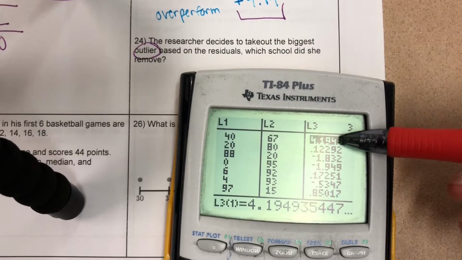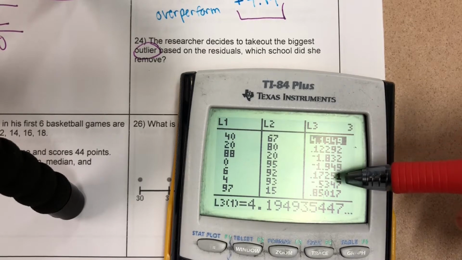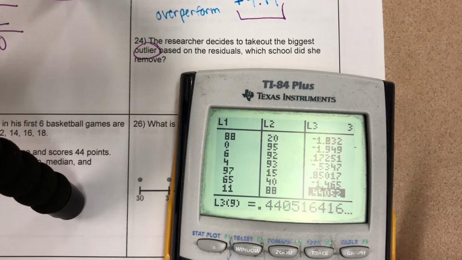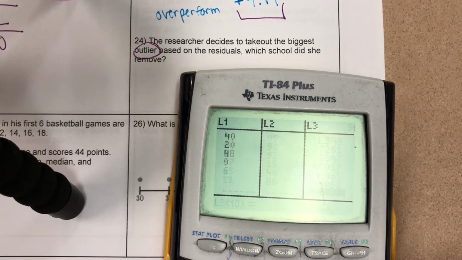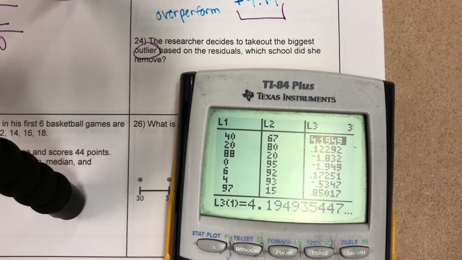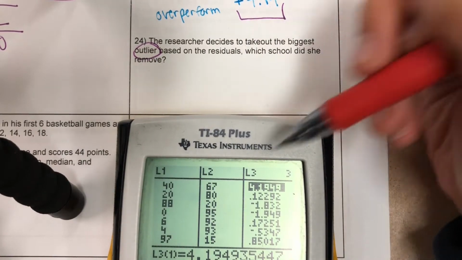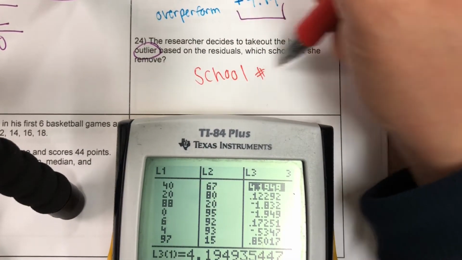So I have 4.19, then 1.8, 1.9, 0.17, 0.5, 0.85, we'll keep on going, negative 1.4, 0.44, and that's it. So obviously there's one number that is the clear biggest, and that's the first one, 4.19. So which is the biggest outlier? If you decide to take it out, you would remove school number 1.